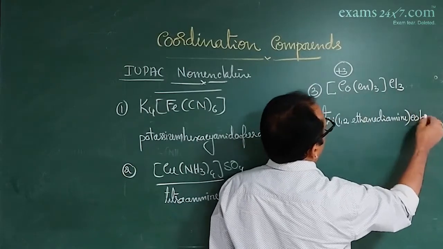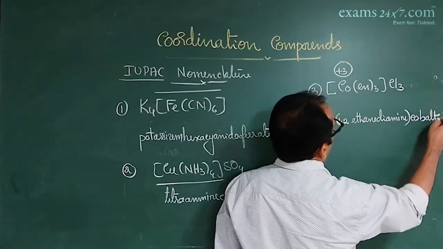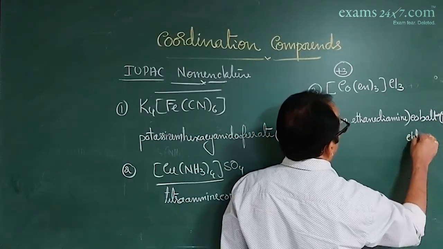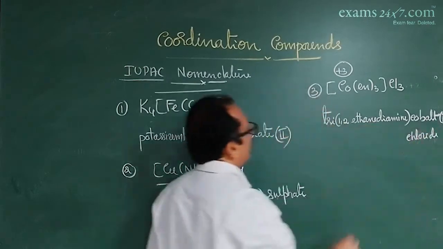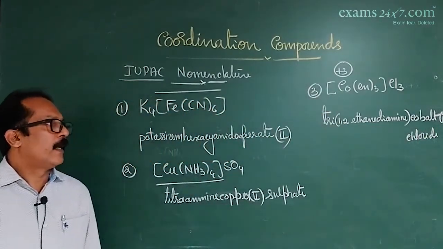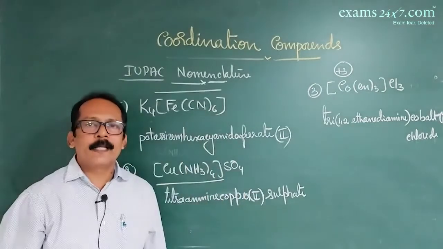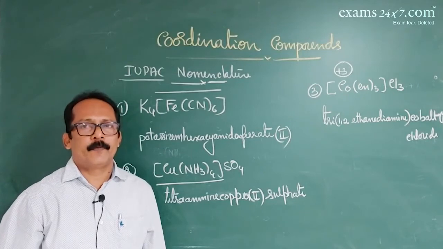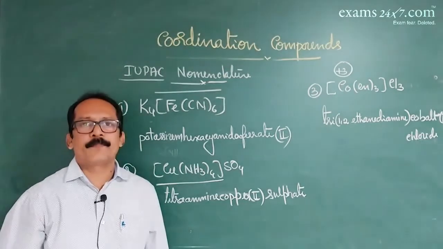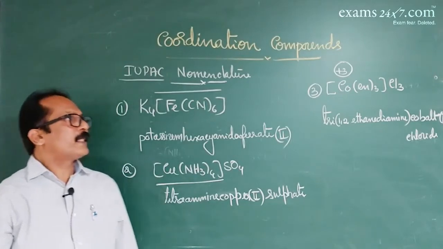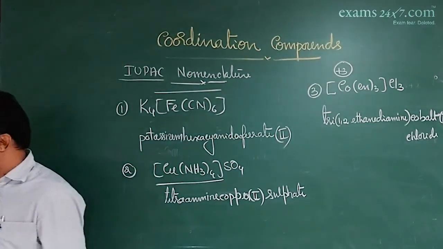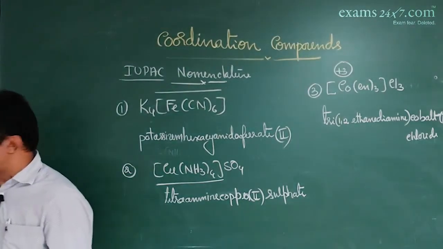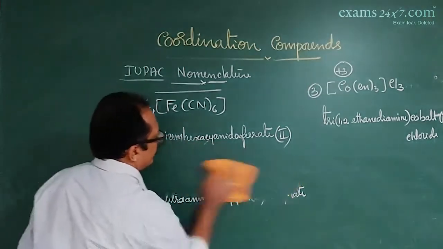This part is positive, therefore cobalt. What is the oxidation state of cobalt? 3. Cobalt(III) chloride. No capital letters are used, only small letters, and it is written as a single continuous word, with no space left between the names of the ligands. Okay, so these are some examples for IUPAC nomenclature of coordination compounds. Next we'll move on to isomerism.